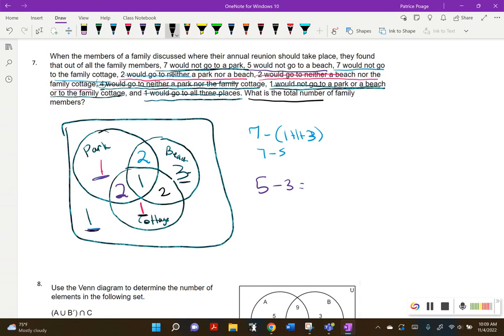And then the question says, what is the total number of family members? So we want to add up all these numbers. So 3 plus 2 plus 2. So we get 13 of the most complicated family people ever.